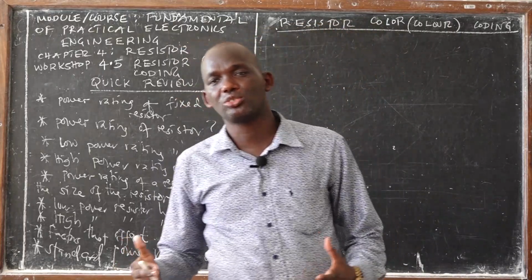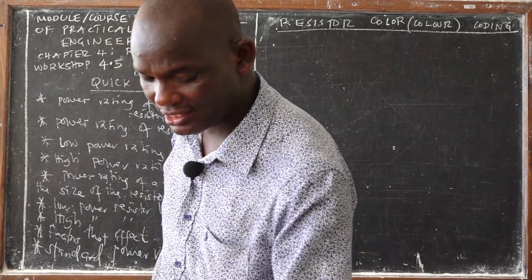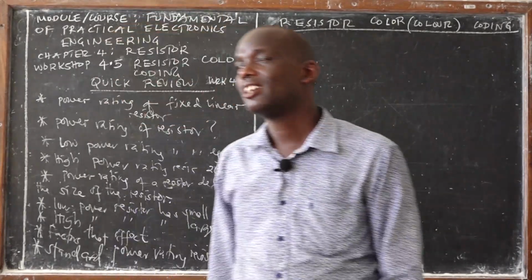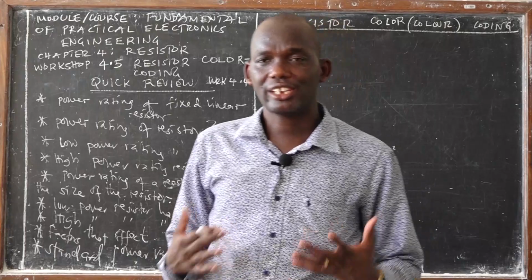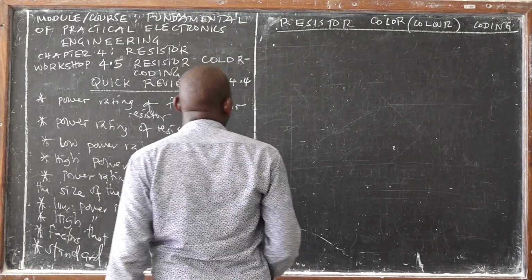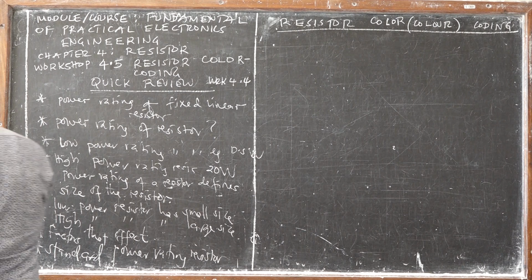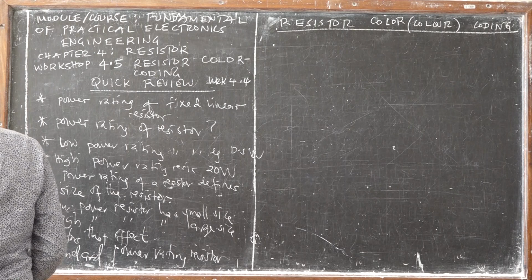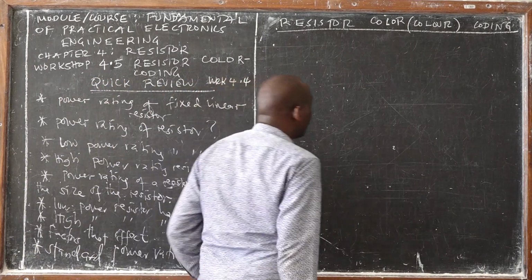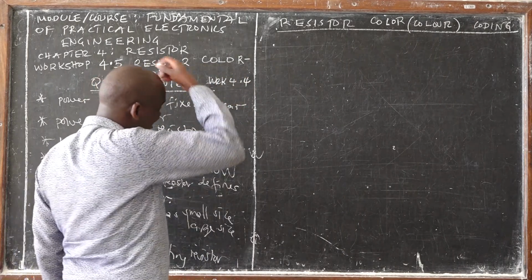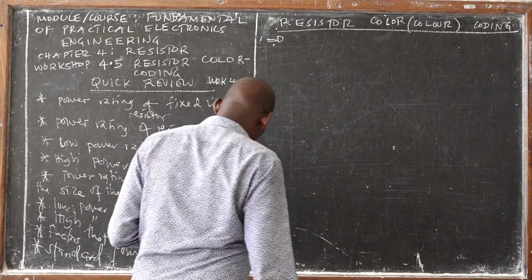Most students are familiar with this concept of color coding on the small, low power resistors. Most people are familiar, but they don't spend much time to study them, and they don't spend much time to analyze them. Are we together? So resistor color coding, that's the title of today's subject. Before we define the meaning of resistor color coding, let us just illustrate where it comes from.